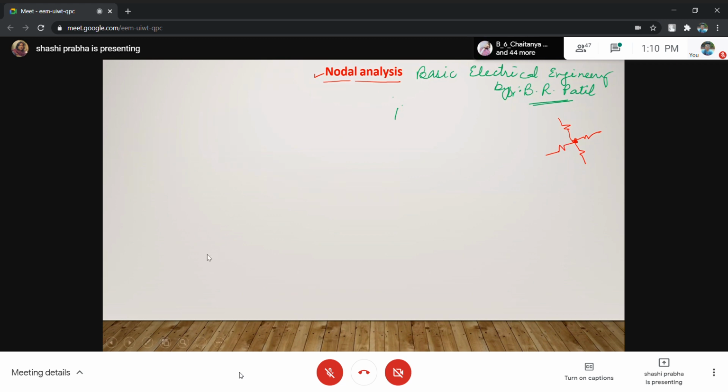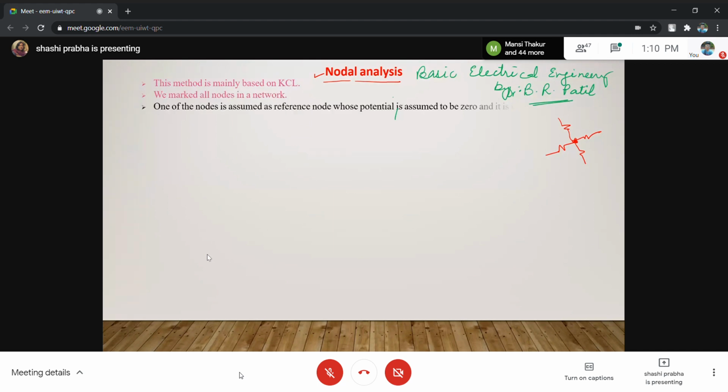So I'm going to tell you what nodal analysis is. Nodal analysis is based on KCL, Kirchhoff's current law. We mark all the nodes in the network. One of the nodes is assumed as a reference node whose potential is assumed to be 0, and it is called the reference node or bottom node. All other nodes have different voltages with respect to the reference node.